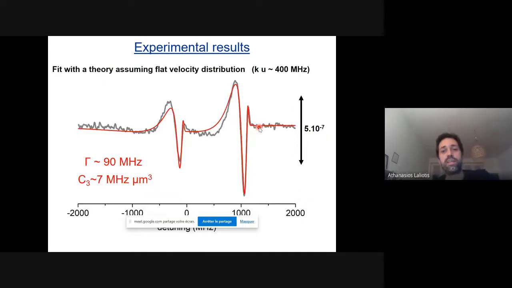So this would be our first attempt. This is an attempt to fit our scan with our standard theoretical models, which assume a very broad, almost flat velocity distribution that is much smaller compared to the natural line width. Of course, these models are not catastrophic, obviously, but they don't fit very well.